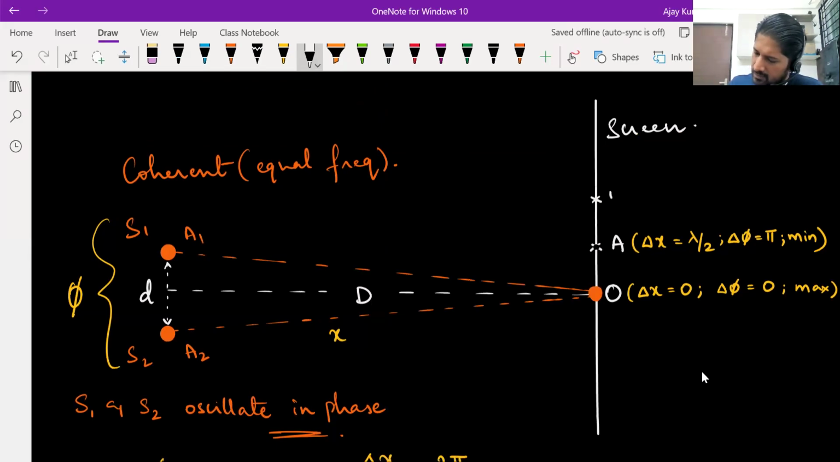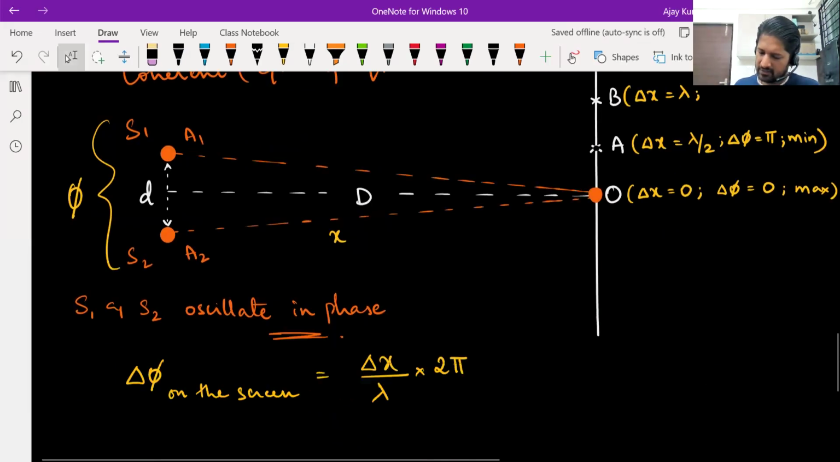Fine. Now keep going away from the point O on the screen. Then you will definitely come across one point, let's call it B, at which the waves arrive with a path difference of one complete wavelength. Okay, we have assumed the distance between the sources is a few wavelengths. That's the maximum path difference, a few wavelengths. So one wavelength is definitely possible, path difference.